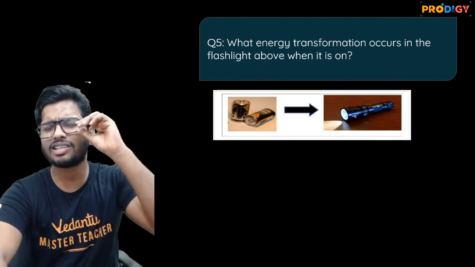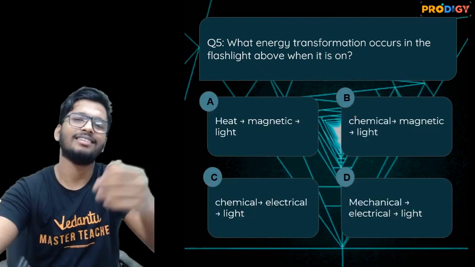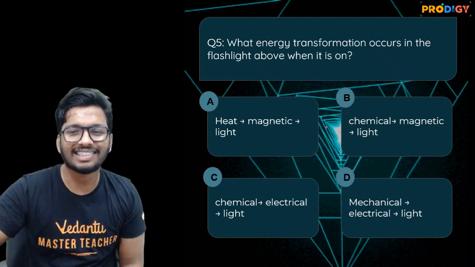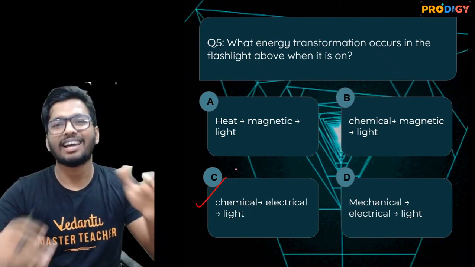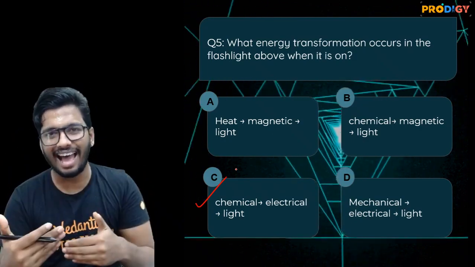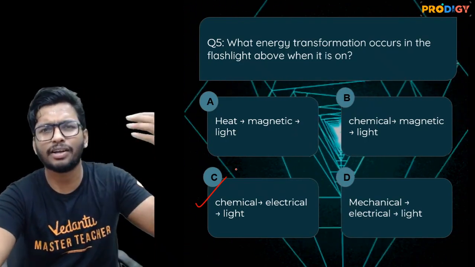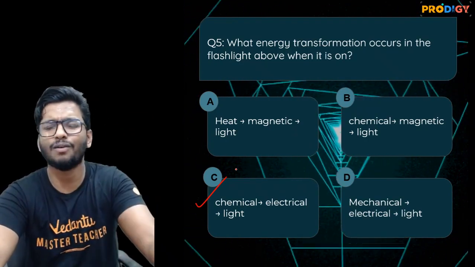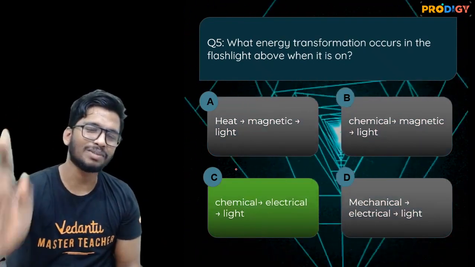So if that is the case, what is the type of energy conversion or transformation that is happening? It is chemical to electrical to light. The chemical energy inside the battery, when the chemicals react, produces electrical energy, because again they're producing some potential difference, the current starts to flow, and that flow of current is what produces the light. And hence, guys, option number C is the right answer.